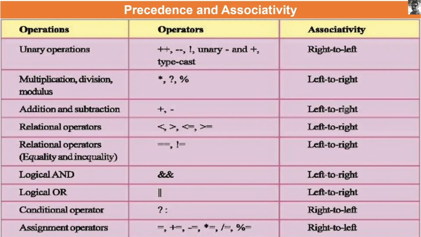This table is given in the textbook, so you can refer to it and understand which operator has what associativity. As you can see, the unary operations of plus plus, minus minus, exclamation, that is logical not, unary plus, unary minus, and typecast, they all have associativity from right to left. And the last ones, that is the conditional operator, the assignment operator and the shorthand assignment operator, have associativity from right to left. Otherwise, most of the operators have associativity from left to right.